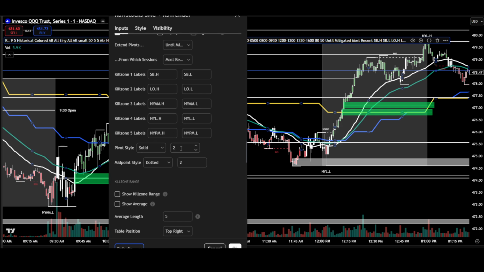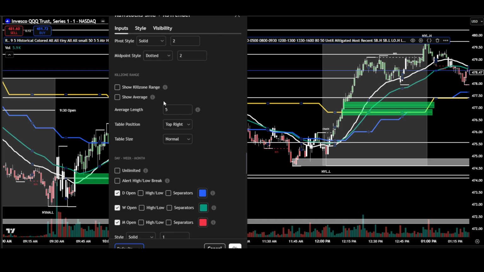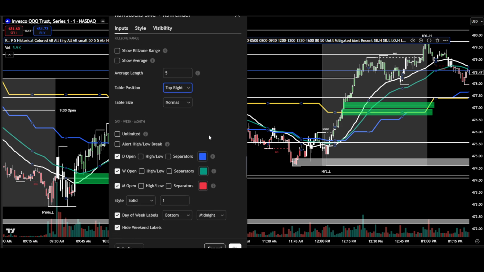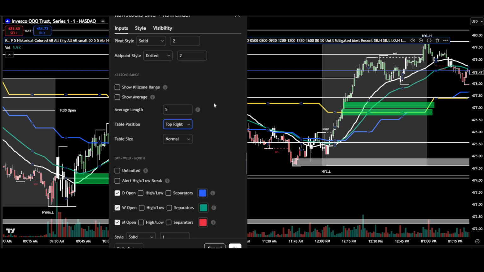I got the pivot style solid with a thickness of 2, midpoint dotted, thickness of 2. Kill zone range, kill zone average is turned off. Average length 5, table position top right. You can adjust that, that's a preference thing. Table size normal. A lot of these sizes are going to be up to you. I like things that are thicker. I can see them better. They're more dominant on the chart. And so I choose to have lines a little thicker. A lot of the cosmetic stuff is going to be up to you to determine how you like your chart.